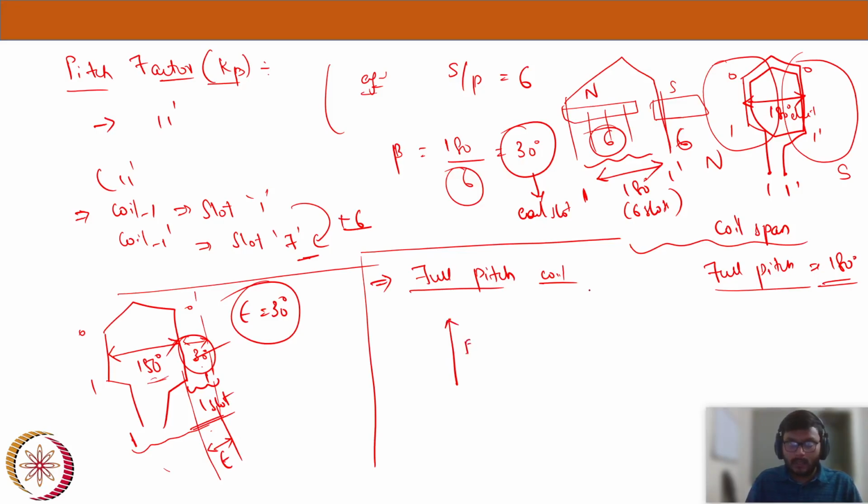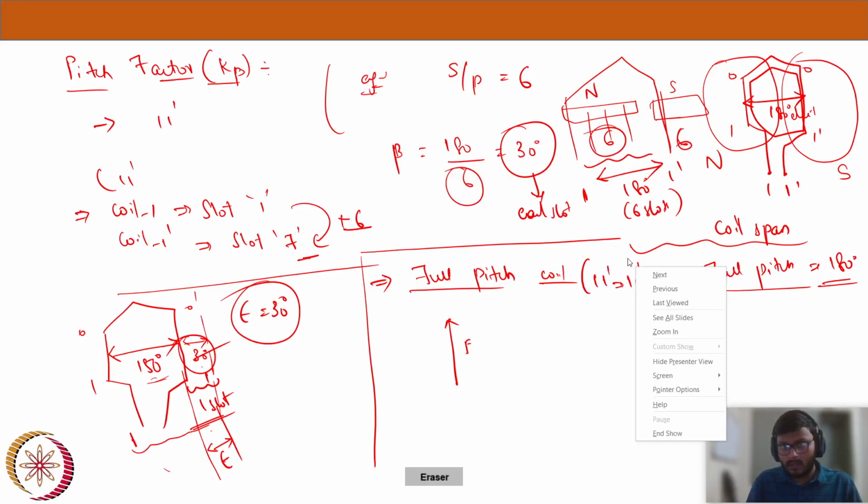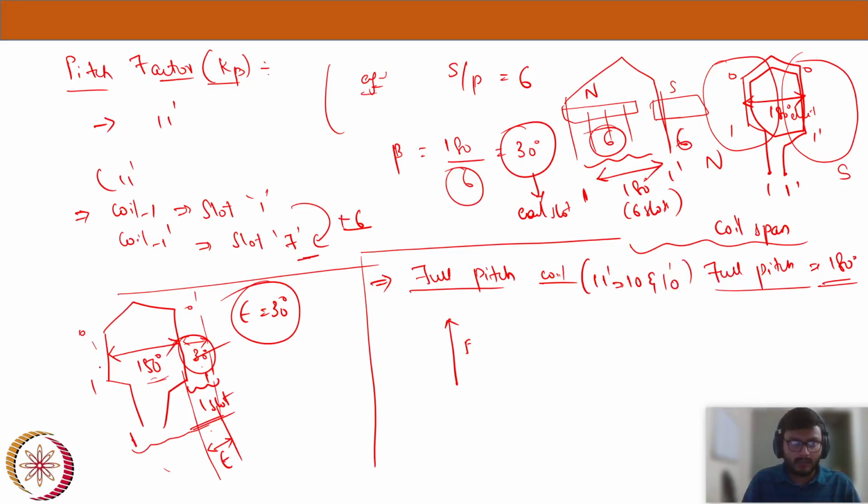Let's say this is my 1 1 dash coil, with sides 1 0 and 1 dash 0. If I know the magnitude of the voltage of 1 0, the voltage of 1 dash 0 will be exactly 180 degrees displaced from 1 0, because it is north and south pole in the full pitch. So this is E1 dash 0.